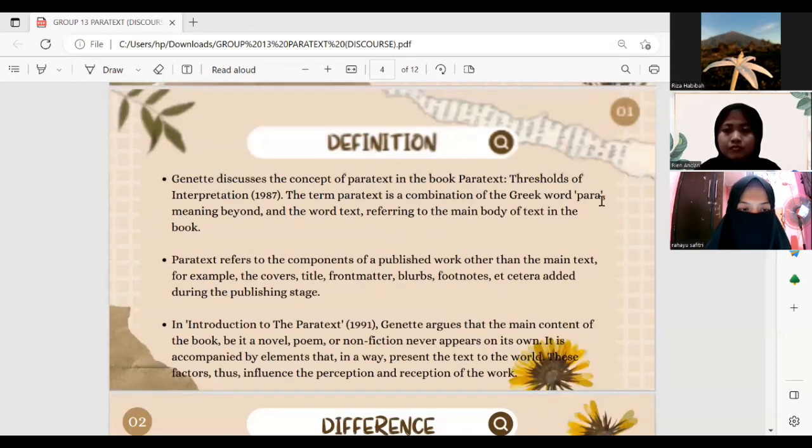In the introduction to Paratexts, Genette argues that the main content of a book, be it a novel, poem, or non-fiction, never appears on its own. It is accompanied by elements that, in a way, present the text to the world. These factors thus influence the perception and reception of the work.